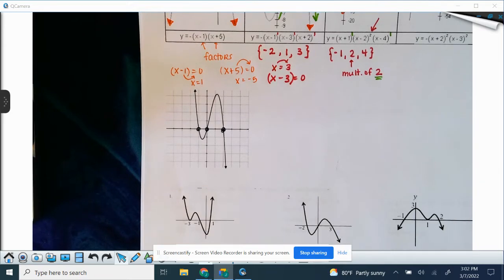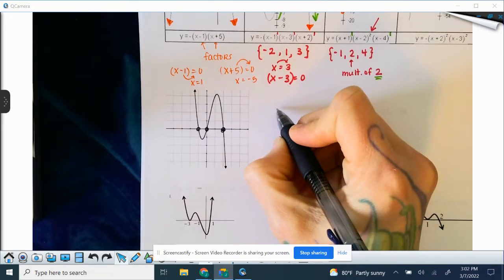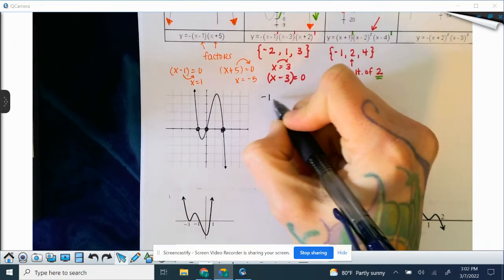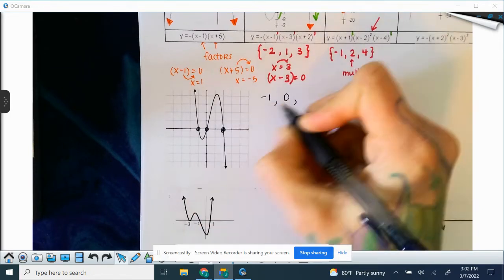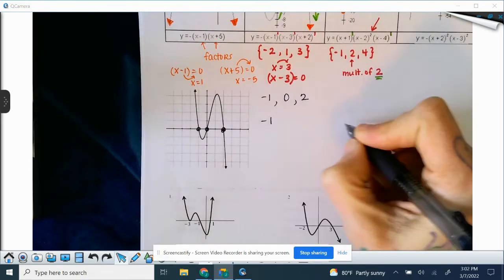It's just a matter of making sure that you're staying focused and don't freak out. So this one, our zeros, roots, x-intercepts are going to be -1, 0, and 2. We wrote them in the other worksheet. We had them kind of separated so you didn't get it mixed up.